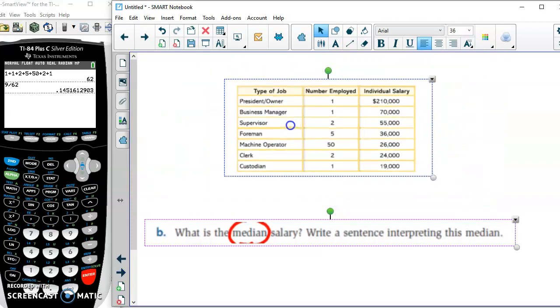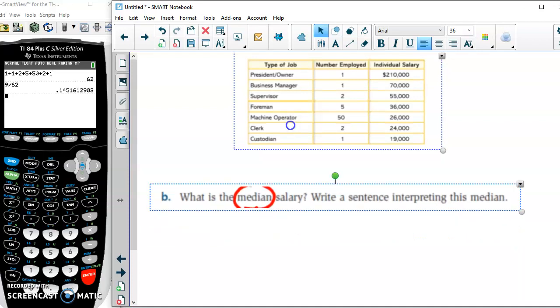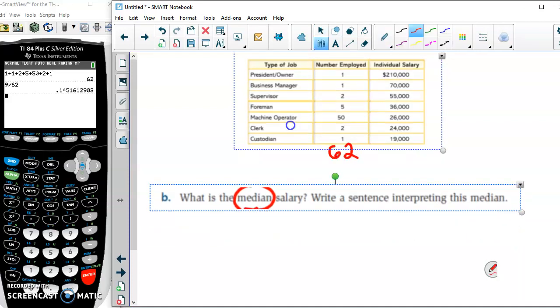So we want to find the median. The first thing we have to do is remember our total, okay, because we need to use the total to find the median position. So last time we figured out that our total was 62. That's also up here on the calculator screen still, so you can see it there.